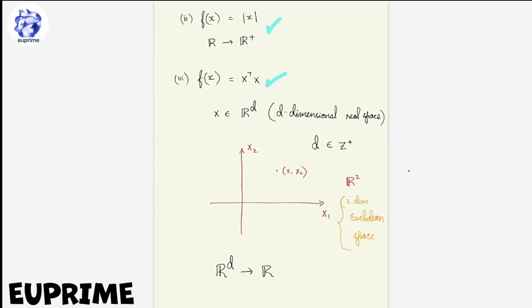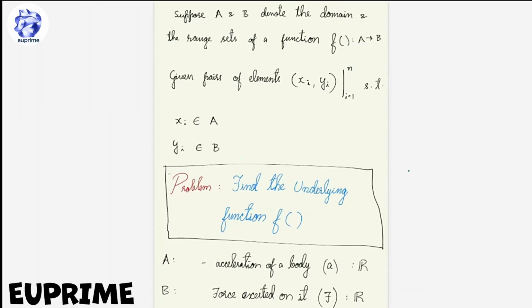The d-dimensional real space, so let's suppose in this particular case, the two-dimensional Euclidean space. So you're mapping the element of the domain to a point in the range space. Okay, so this is what constitutes a function. So suppose A and B denote the domain and range sets of a function.